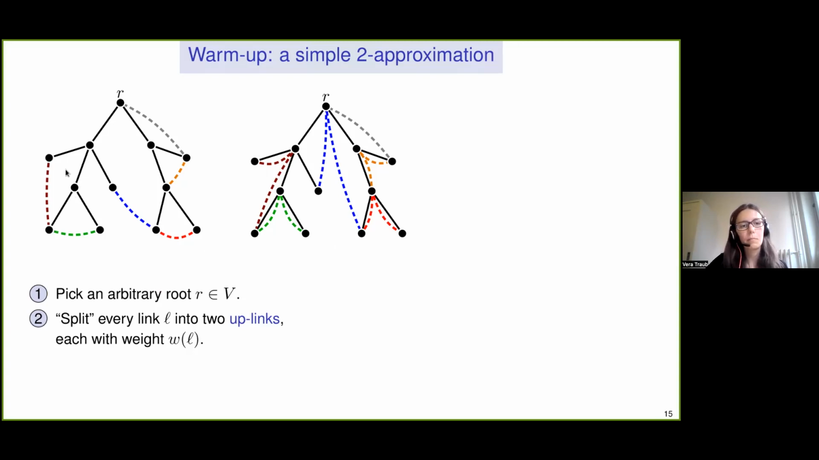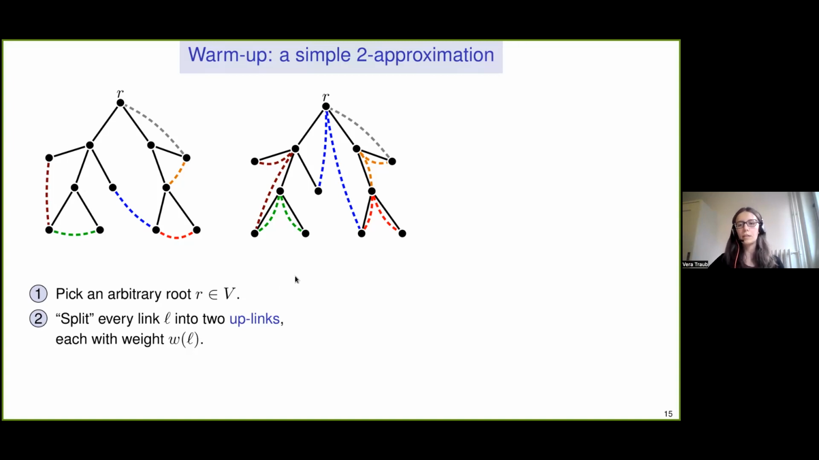I simply do this by splitting the link in such a way that from both endpoints, I have a link going to the least common ancestor of the two endpoints of the original link. So here, for example, this green link, the least common ancestor is this vertex. So I split this green link into these two uplinks. I just replace it by them, and each of them gets the same weight as the original link. In this way, of course, if I do this in my instance, then the weight of an optimum solution increases at most by a factor 2. I can always buy the two new uplinks instead of the original link.